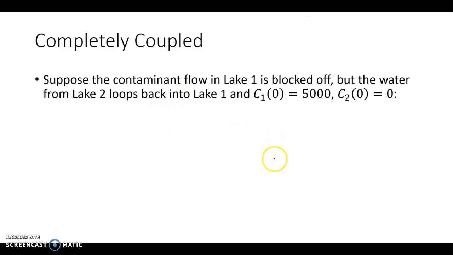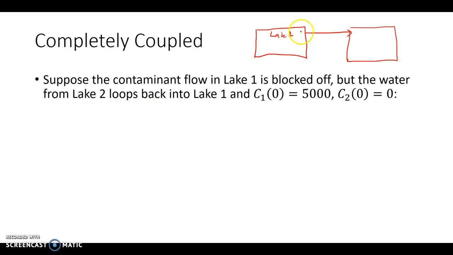So essentially what we're saying is we have this system of two lakes. We have lake 1, and then we have lake 2, and I'm just going to draw this kind of willy-nilly here, but this one's output goes into lake 2. So this is lake 1, and this is lake 2, and then lake 2 also loops back into lake 1. You can imagine this as a cycle, and lake 1 has an initial concentration of this contaminant of 5,000 grams, whereas the second lake has no initial content.